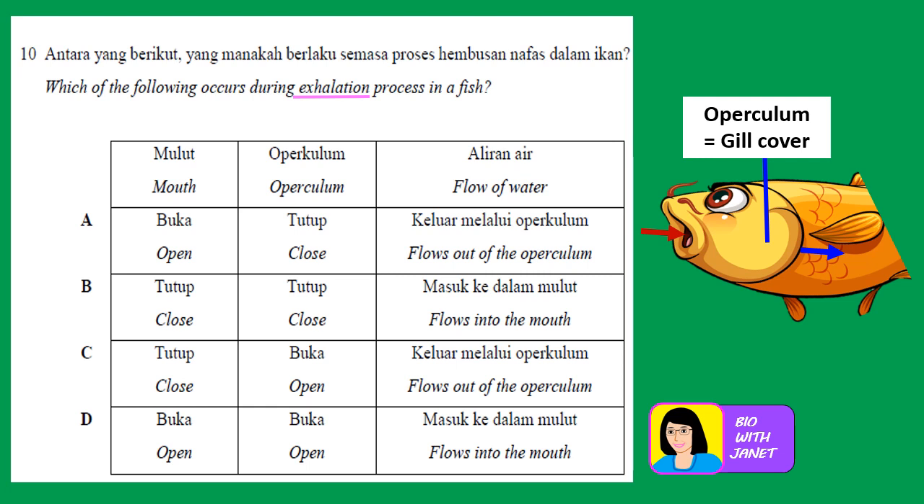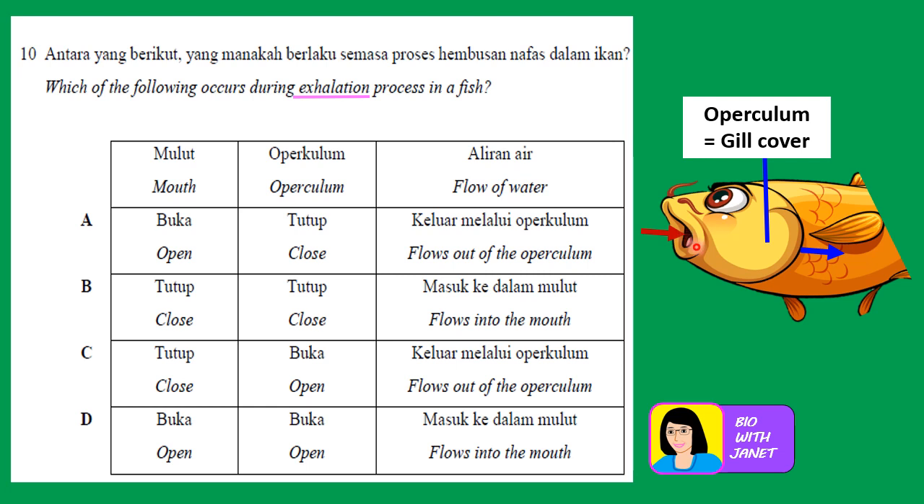Question 10. Which of the following occurs during exhalation process in a fish? So underline the word exhalation, not inhalation. Now what happens to the mouth, operculum and the flow of water in the exhalation process? We must understand that in exhalation, the water is flowing out of the fish body, whereas in inhalation, the water will flow into the mouth. So this is when the mouth opens.